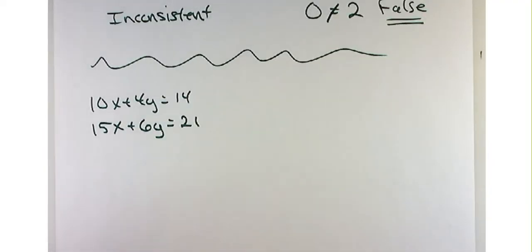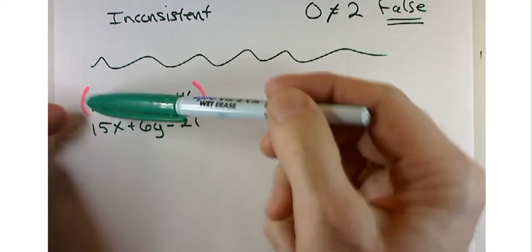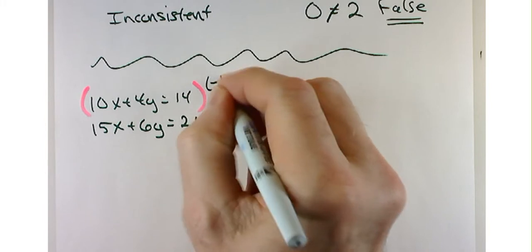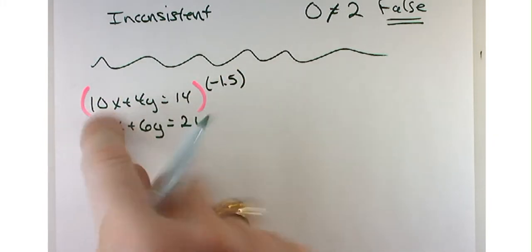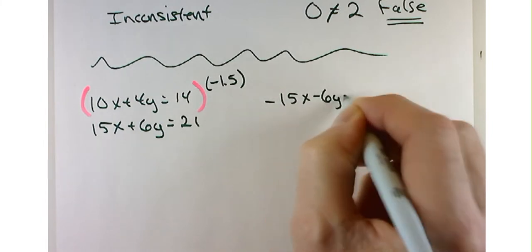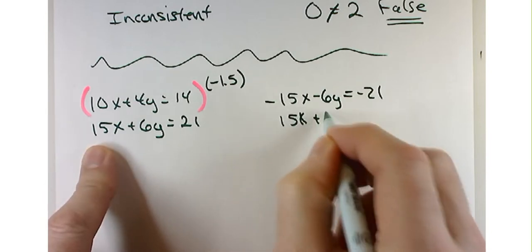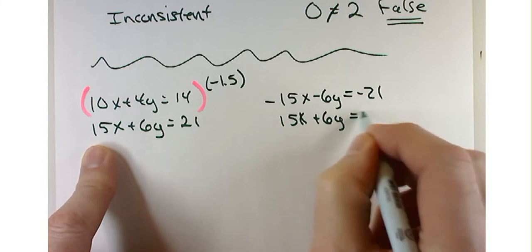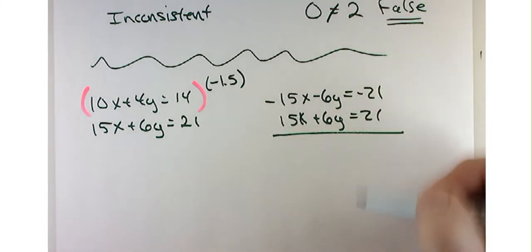Now what I notice here looking at this one is that I can again solve this one by the addition method. If I wanted to cancel out the x's, if I multiply this top equation by negative 1.5, negative 1.5 times that's going to put a negative 15 right there. So negative 15x minus 6y equals negative 21. Add the 15x plus 6y equals 21. And I guess I kind of overachieved here, because when I add these together, what do I get?